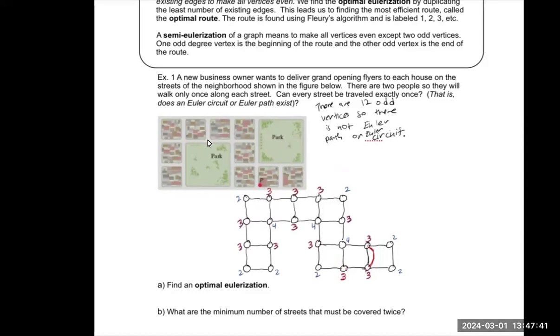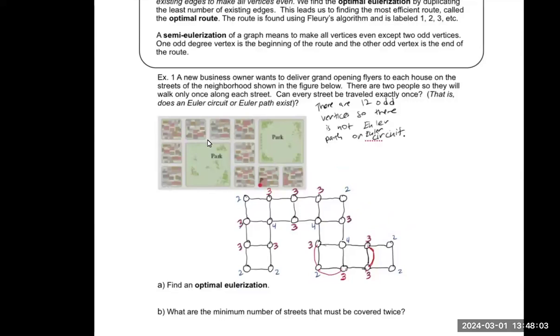I can either go up to 4 and then go over to 3, or I can go over to 2 and then over to 3. I have to connect those 2 odd ones, and it's going to take me 2 bridges instead of 1 to do that, but that's the least amount. There's no other way to connect those 2 using fewer bridges. So that's the optimal way to connect those 2.